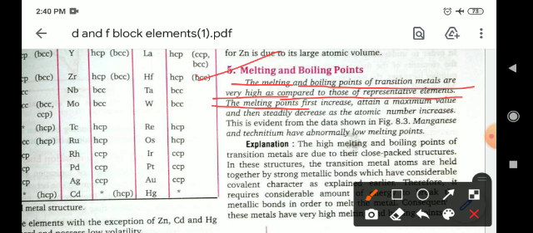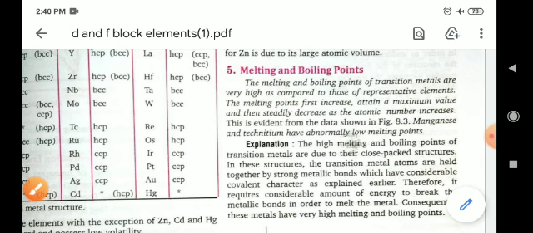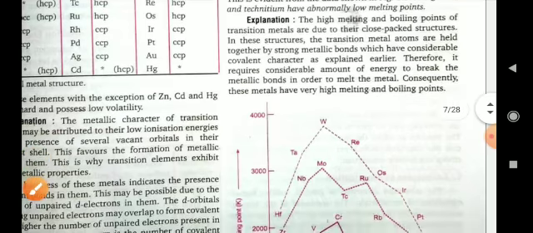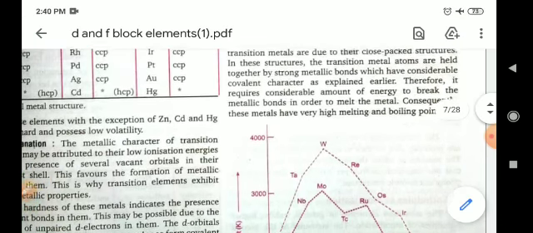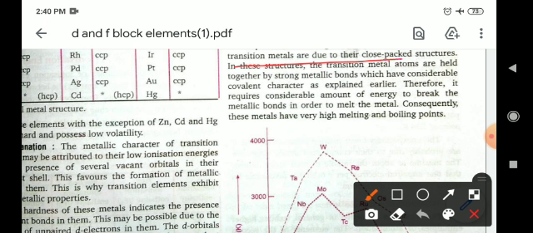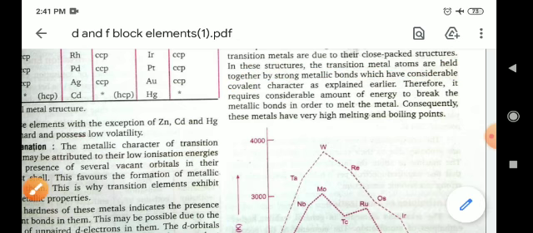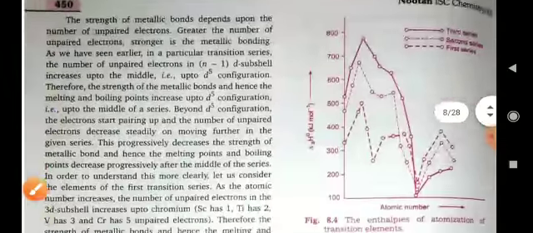The melting point first increases, attains a maximum value, and then steadily decreases as the atomic number increases. This is evident from the data shown in Table 8.3. The high melting and boiling points of transition elements are due to their close packing structures. In these structures, the transition metal atoms are held together by strong metallic bonds, which have considerable covalent character, as explained earlier. Due to covalent character, they have high melting and boiling points.